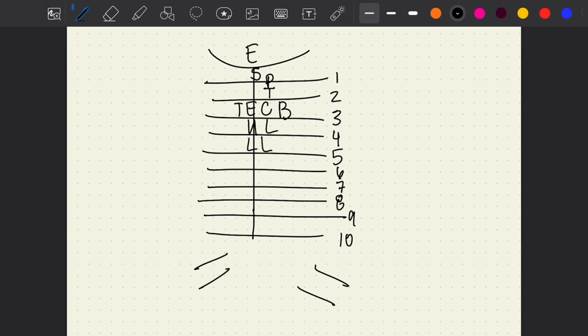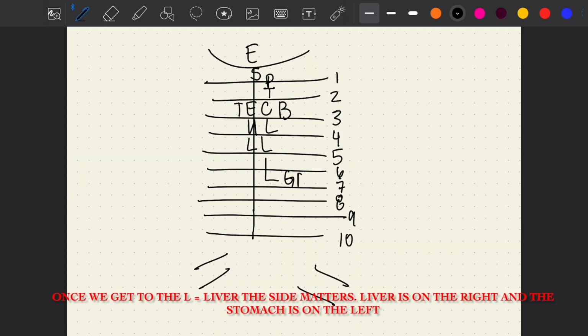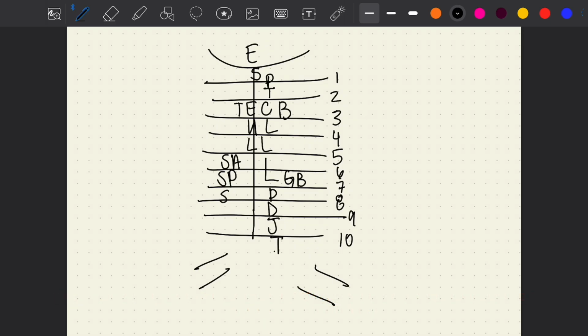Then UL and LL are for upper lungs, lower lungs. A big L for your liver. GB is for gallbladder. Then you have your stomach acid, and then stomach paralysis. And you're just going to keep going down, filling out these letters, and just keep practicing this. Next is going to be your pancreas, and then spleen, and then we have our duodenum, our jejunum, and our ileum.